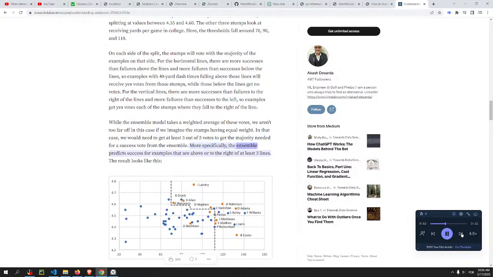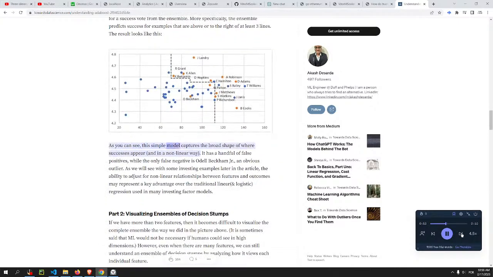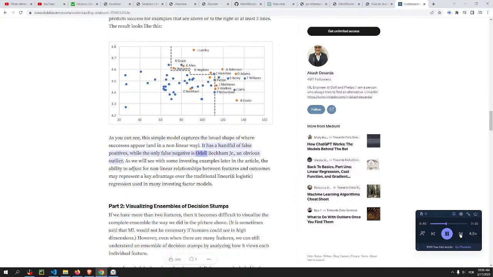More specifically, the ensemble predicts success for examples that are above or to the right of at least 3 lines. The result looks like this. As you can see, this simple model captures the broad shape of where successes appear, and in a nonlinear way. It has a handful of false positives, while the only false negative is Odell Beckham Jr., an obvious outlier.